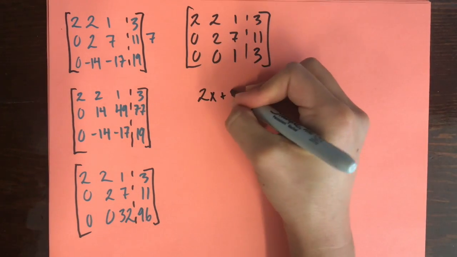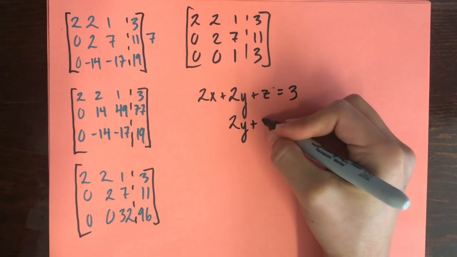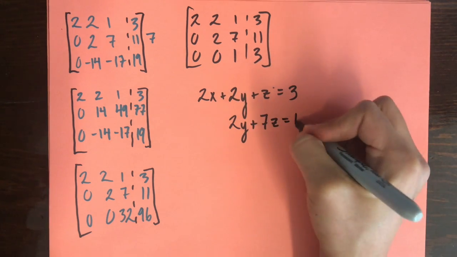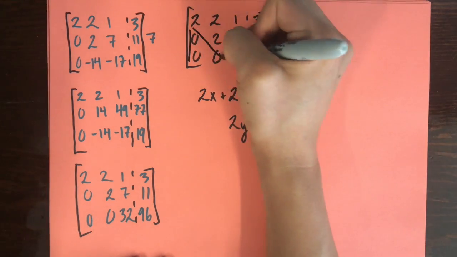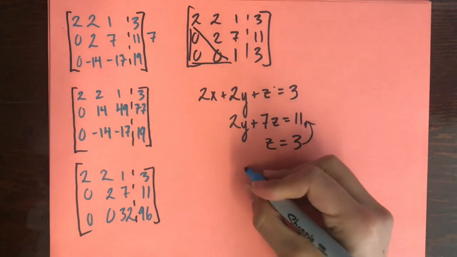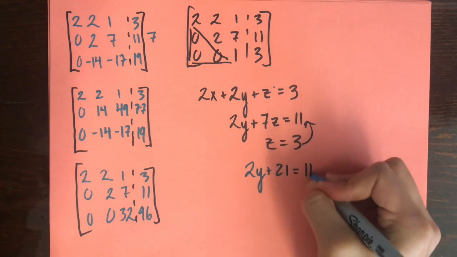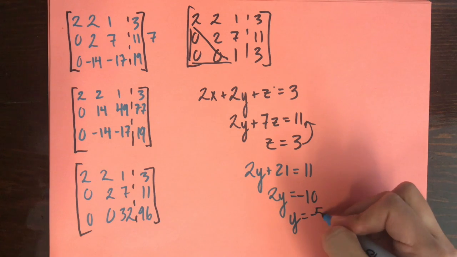So this is going to turn back into some equations. So I have 2x plus 2y plus z is equal to 3. That was the original first equation. And then now I have 2y plus 7z equals 11, and z is equal to 3, right? That triangle of zeros made me basically say I have a 0x plus 2y plus 7z, etc. And I have a 0x plus 0y plus z equals 3, but you can just eliminate those 0x's and 0y's.